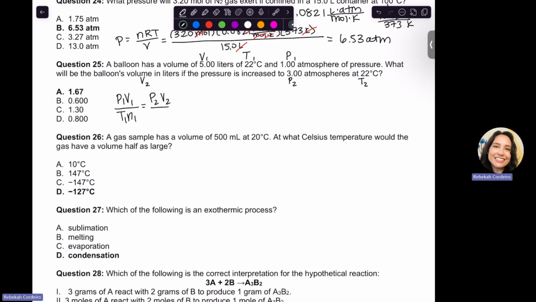But they didn't give me anything about moles. That's okay. I can just erase or cross out moles. The next thing I want you to do is to cross multiply always when you're using PV = nRT, because a lot of people have trouble solving algebraically with fractions. So I would cross multiply first. We're trying to find V2. So now it's a lot easier to solve for V2.